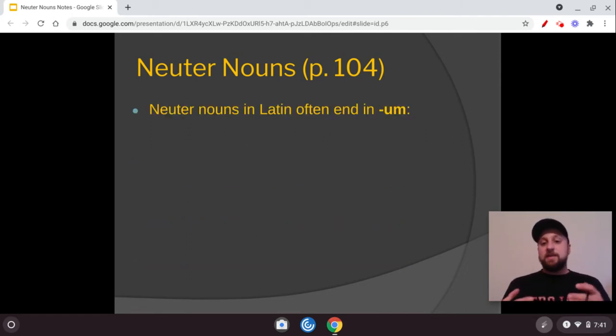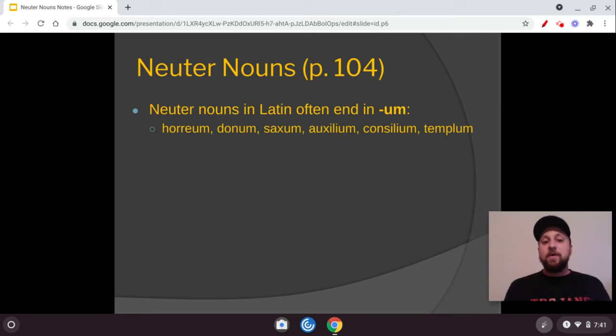So neuter nouns in Latin often end in -um. And when I say they end in -um, I mean their regular form. I'm not talking about a form like servus becomes servum or quintus becomes quintum. I'm talking about the regular form, the base nominative singular form, that ends in -um. For example, we've seen horreum is a barn, donum is a gift, saxum is a rock, auxilium is help, concilium is plan or advice, templum is a temple. Point is that ending is the first thing you see when you look those words up in the dictionary.